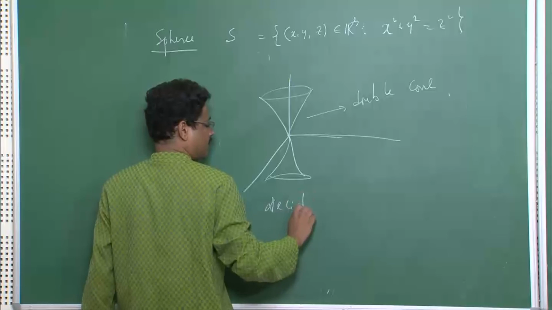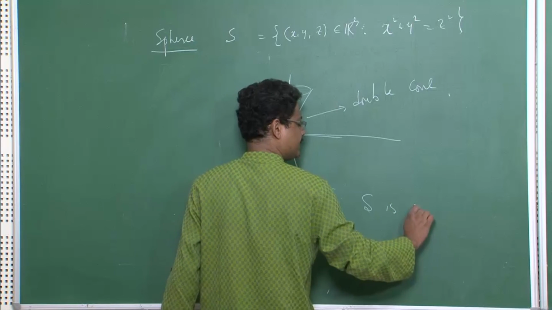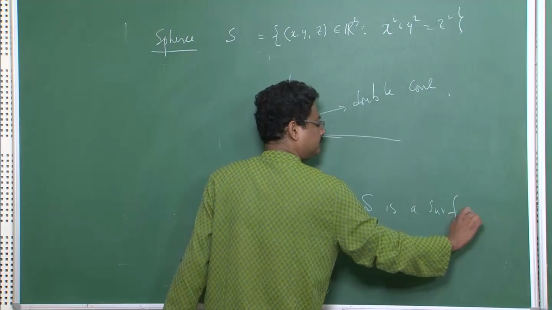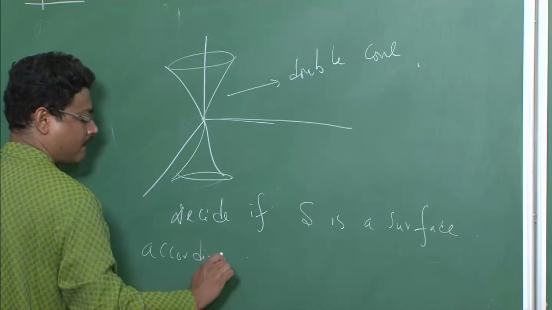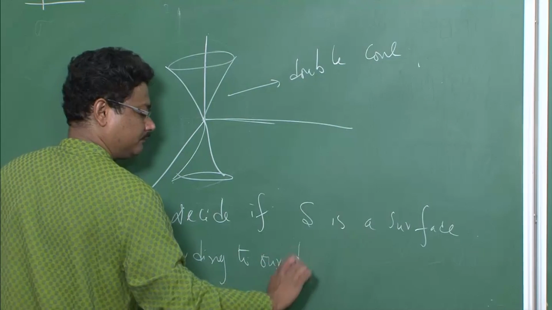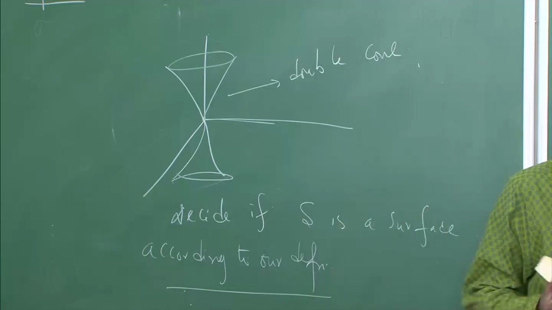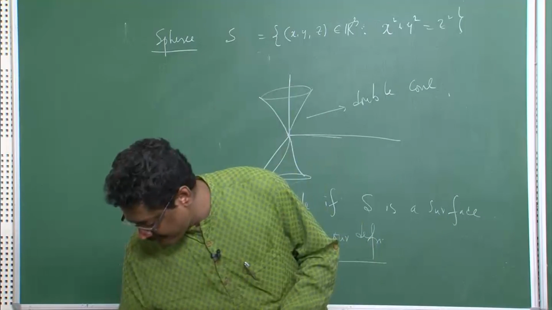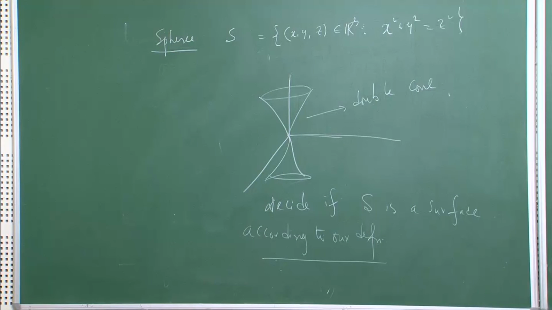So, decide if S is a surface according to our definition. This lecture was the introduction to very basic examples of surfaces: plane, sphere, and double cone. I do not know if it is a surface or not. Next time onwards we will try to make it more formal. Okay, that is it.